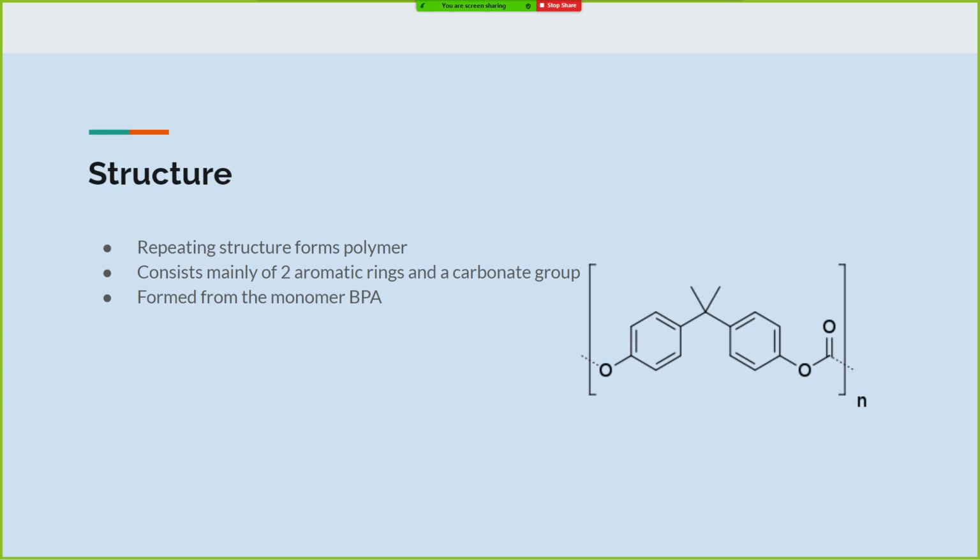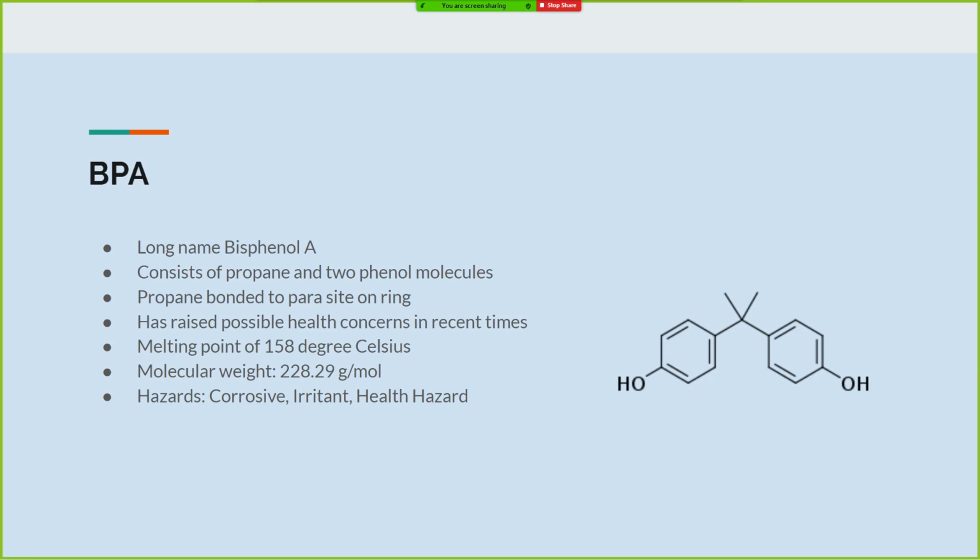Talking about the structure of polycarbonate, polycarbonate consists of 2 main aromatic rings and 1 carbonate, like benzene, 2 benzene. And those 2 aromatic rings are called biphenol. And the other one is benzene. Talking about biphenol, the biphenol consists of 2 rings and 2 phenol groups.